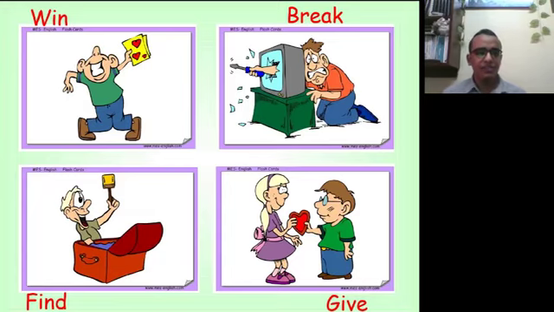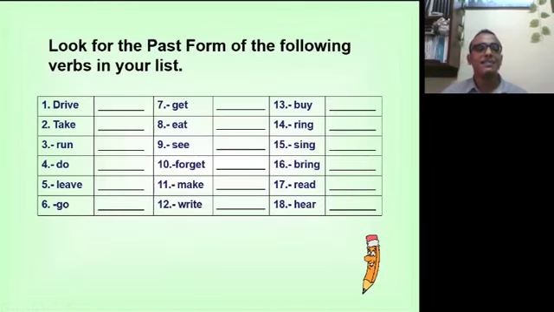So you have to memorize the irregular verbs. Like in the previous slide, win will be won, break will be broke, find found, give gave. We don't have a rule for this. So I need you to memorize this, search for the second form or the past form of these verbs, and fill in here. I need you to search on the internet and fill here as homework. For example, search for drive, and take also. Fill in the gaps.